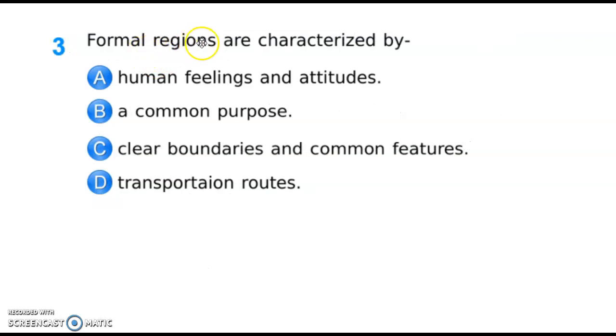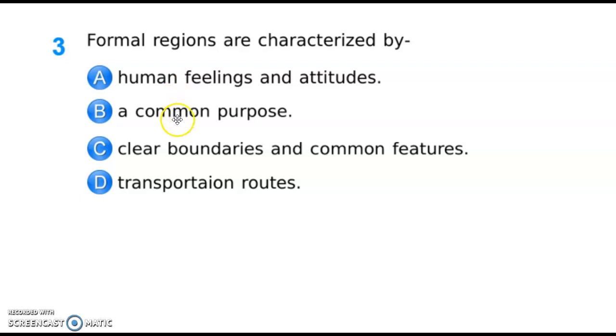Here it says formal regions are characterized by, and the correct answer would be clear boundaries and common features. The word common being that they have something in common. Formal will always have something in common. Human feelings and attitudes, A is incorrect because that is a perceptual region, because it's based off of feelings and attitudes.